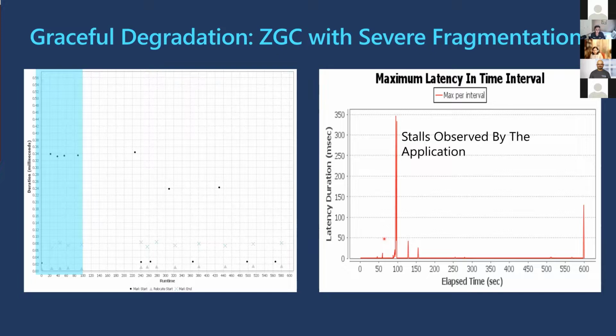So this particular tool is again from Gil Tene, and what it shows us on the right-hand side is any of the stalls that are observed by the application. So when ZGC was trying to keep up, the application itself was observing some stalls. And what we see here is the worst case latency that the application could observe was less than 350 milliseconds, okay?